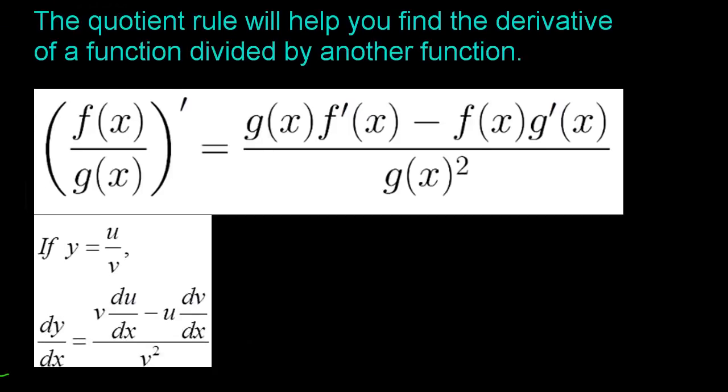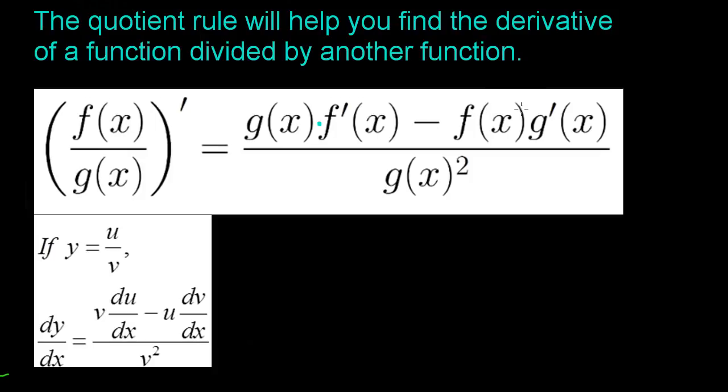The quotient rule will help you find the derivative of a function divided by another function. So if you have a function on top of another function and you want to find the derivative, here's all you got to do. You start off with the bottom, leave it alone, just rewrite the bottom function, multiply it by the derivative of the top function, minus, now you do the opposite. You leave the top function alone and you multiply it by the derivative of the bottom function.